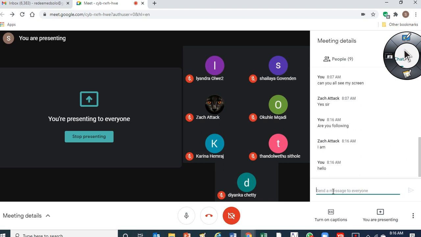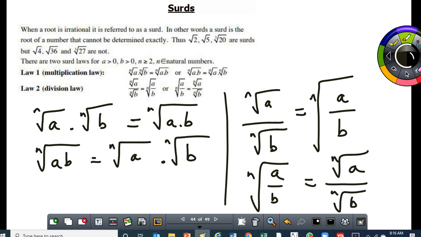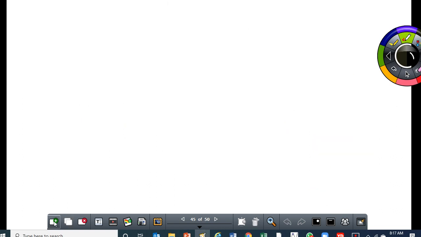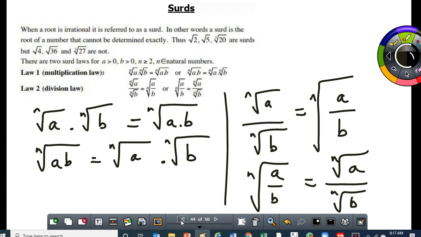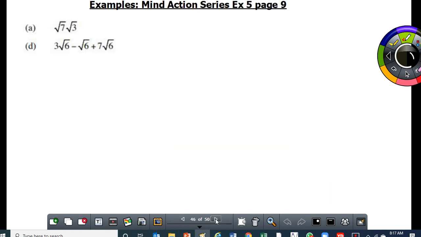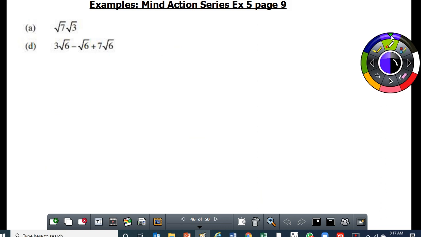Okay, so let me do some examples. It will be better if I do some examples, then you can understand it more. So I've got two examples from the Mind Action Series textbook, that is exercise 5 on page 9. So I'm going to start with the first one. I'm going to start with simple ones, then I move on to complex ones.